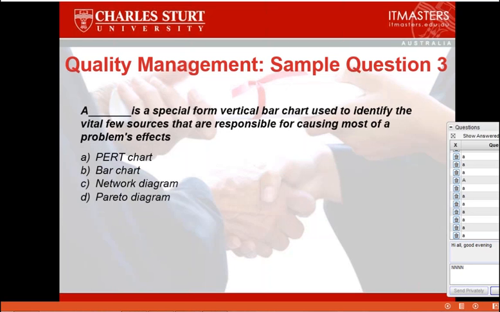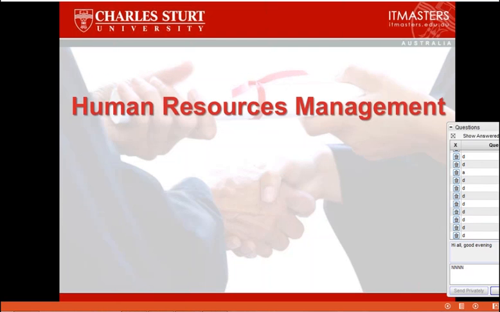The third question is, what is a special form of vertical bar chart used to identify the vital few sources that are responsible for causing most of the problem's effects? So which one of these is that form of vertical bar chart? We're talking about the Pareto chart. Very impressive. It's amazing how many people are getting the answers correct. So D is the answer.